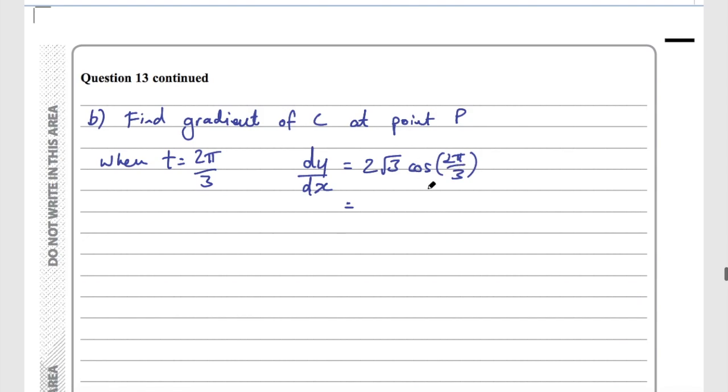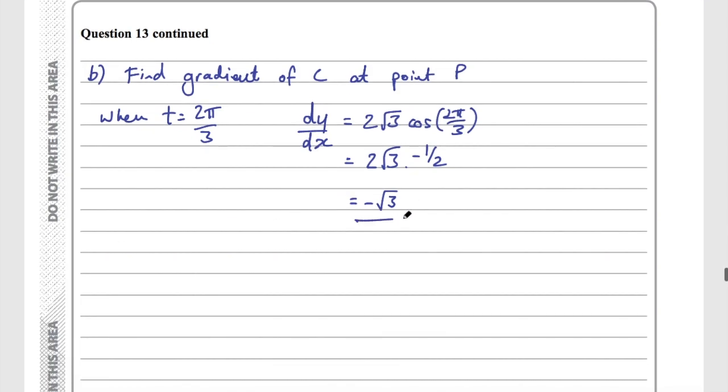And now I need to know the value of cosine of 2 pi on 3. It's almost the same as the cosine of pi on 3, which hopefully you know, but it's just in a different quadrant. Remember, you can split the unit circle up into 4 quadrants. This 2 pi on 3 is in the second quadrant, so this will be a negative. So it's the same as pi on 3, but negative. So cosine of 2 pi on 3 is minus a half. So this will be 2 root 3 times minus a half, and there we have that 2 and that half cancelling out. So we just end up with minus root 3 for the gradient at P.